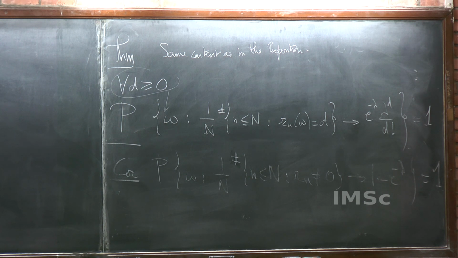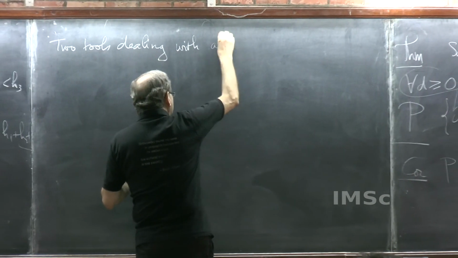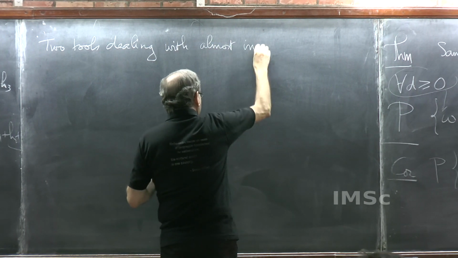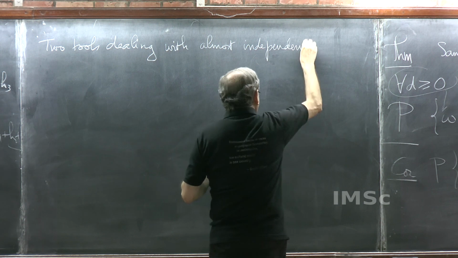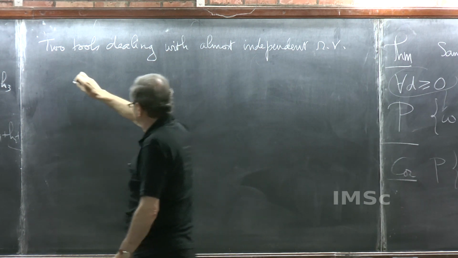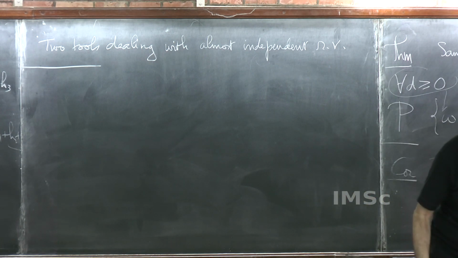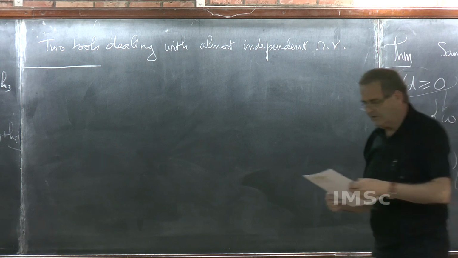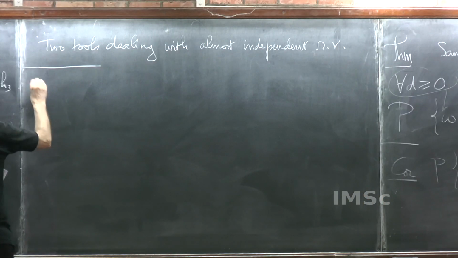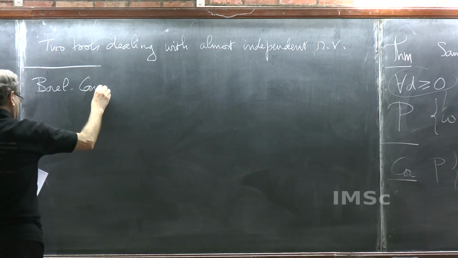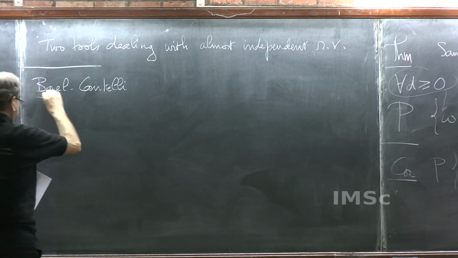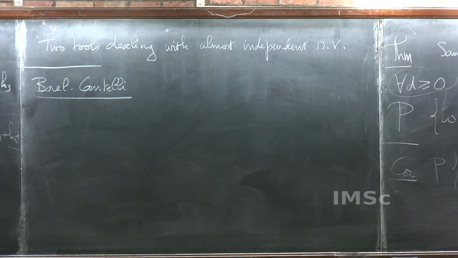So, dealing with non-independent, almost independent random variables. Just so that we understand what it is, how it goes. We were talking about Borel-Cantelli. Borel-Cantelli is very useful in this context.